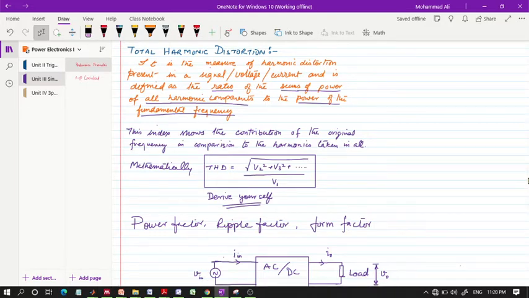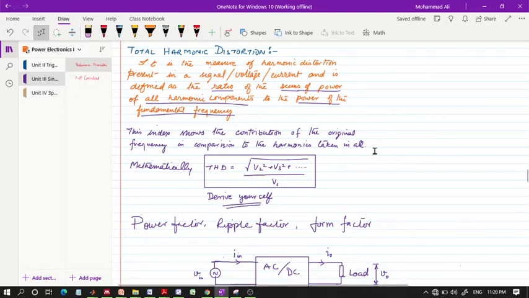Now coming to total harmonic distortion, it basically speaks of the harmonics that are in addition to the fundamental. So we are having a fundamental quantity plus the harmonics. We are not talking about a DC component right now; we are considering the DC component to be 0. So it is the measure of the harmonic distortion present in the signal, voltage or current, and is defined as the ratio of the sums of power of all the harmonic components to the power of the fundamental frequency. So this index shows the contribution of the original frequency in comparison to the harmonics taken in all or taken as total.